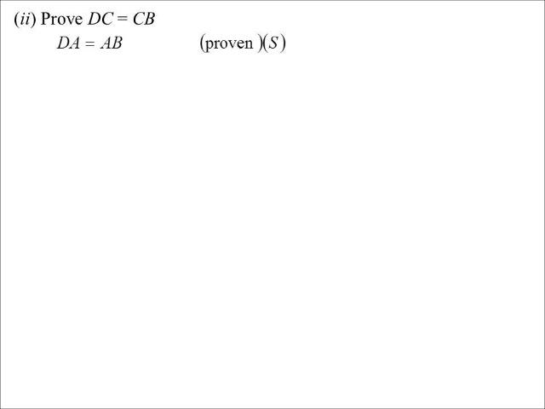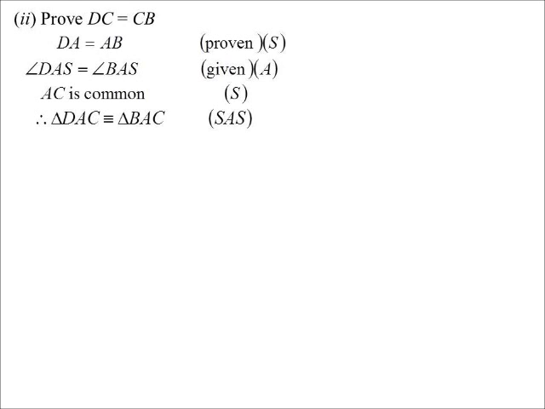So in the larger triangles I'm using this time, DA and AB, well, I've just proven they're equal. Angle DAS and BAS, they were given to me. And AC is common in the larger triangle. So that one was side angle side. And once again, then it's just matching sides in congruent triangles. I get that those 2 sides we're looking for are indeed equal.